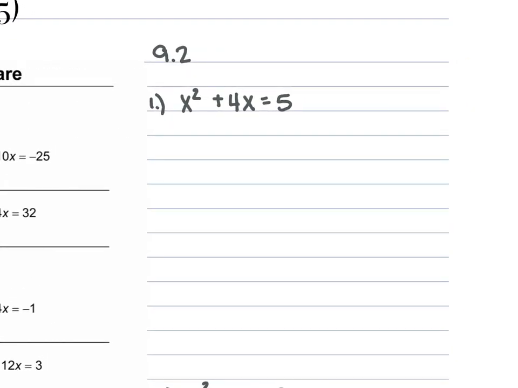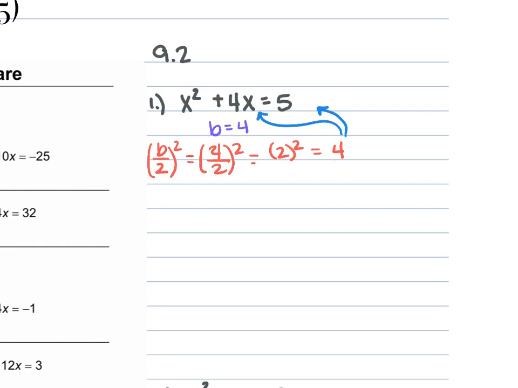For number 1, we're given x squared plus 4x is equal to 5. Our constant is already on its own side, so we are going to identify b, which is 4. Do b over 2 squared, so that's 4 over 2 squared, which is 2 squared, and that is 4. The 4 we're going to add to both the 5 and the x squared plus 4x. So this is going to be x squared plus 4x plus 4 is equal to 5 plus 4.